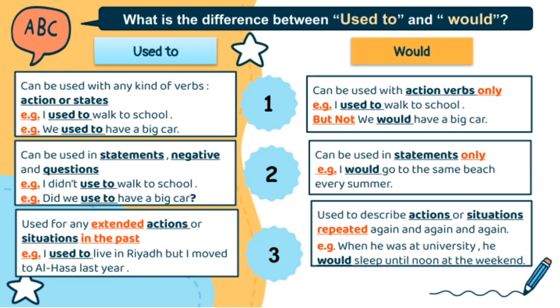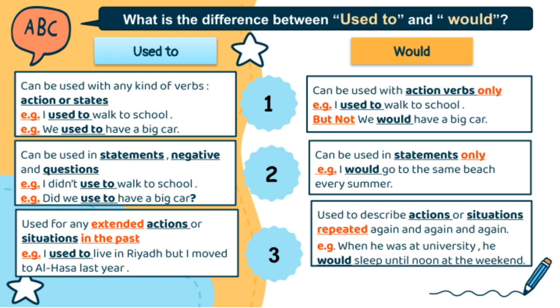All right, let's look at used to. This phrase is used to talk about actions or situations that happened repeatedly in the past, but they don't happen anymore. For example, I used to live in Riyadh, but I moved to Al Hassa last year. It shows a past habit or state that has changed. You can use used to in statements, negative sentences, and questions. For example, I didn't used to walk to school, or did we used to have a big car?